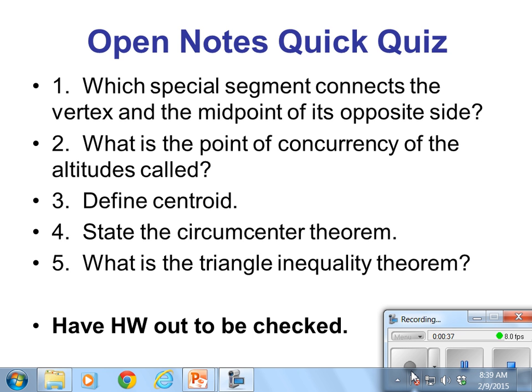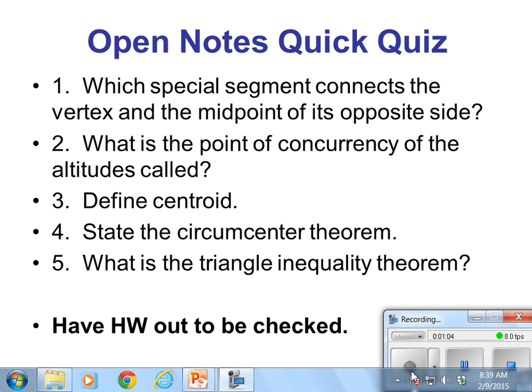Yeah, you make it harder than it's got to be. Go back up to this one. Centroid goes with what? Median. It's the point of concurrency for the medians. Point of concurrency for the medians. That's all you had to write. Point of concurrency for the medians.